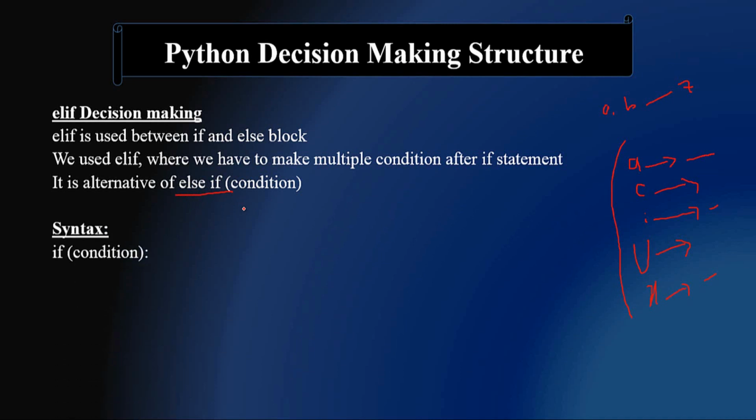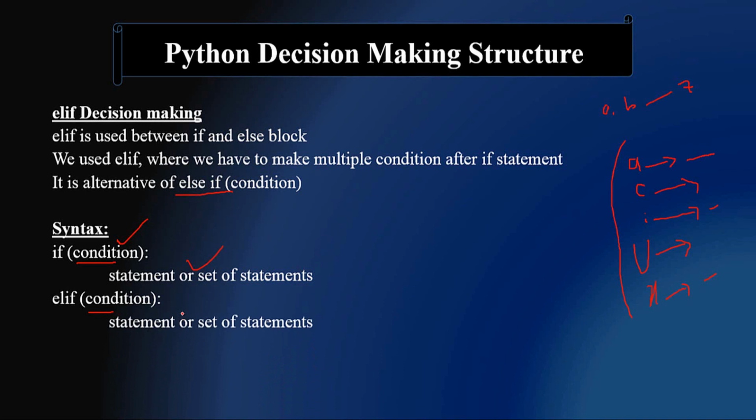So its syntax is, for example, if condition. If this condition is true, then this statement will be executed. For example, if this condition is false, again this condition will be checked. If this condition is true, this statement or set of statements will be executed. For example, if this condition is also false, then control checks this condition. If this condition is true, then this statement will be executed.